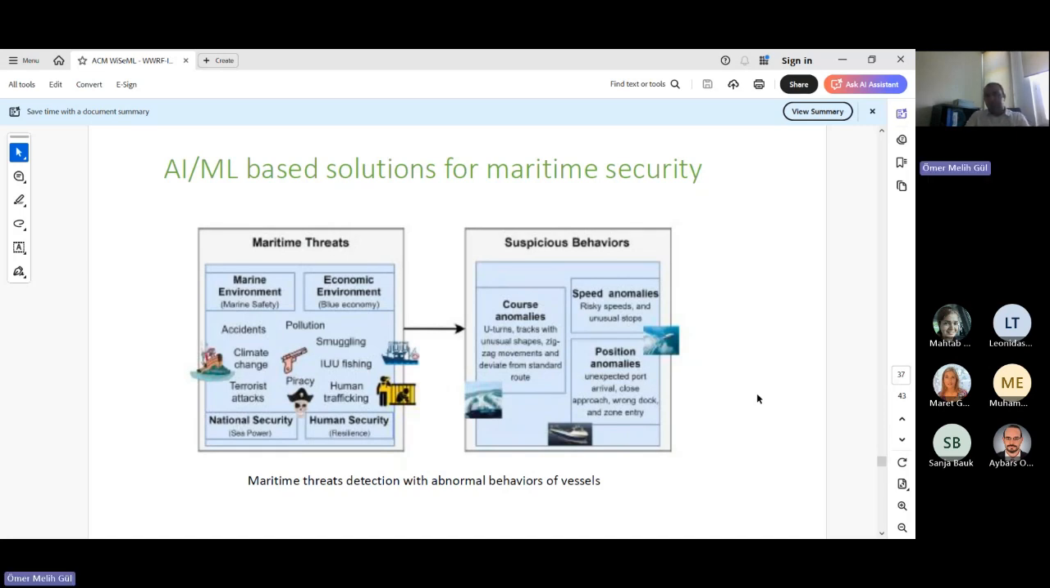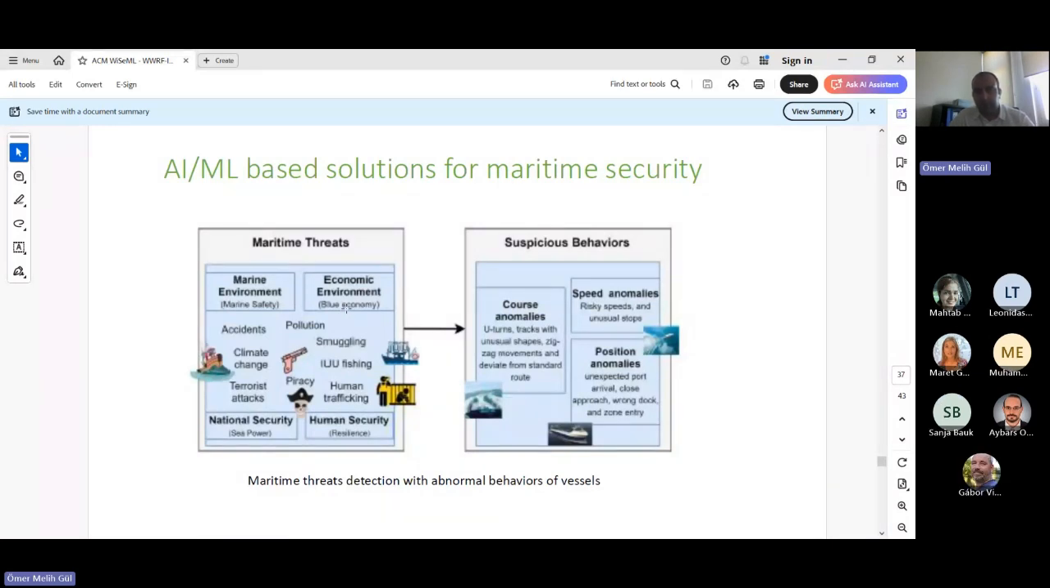I directly put this figure from a survey because I think it is a good figure and gives some insight. So I directly take it from that survey, and that gives some maritime threats, the marine environment. When you consider the marine environment and economic environment, we consider the marine safety, but also the blue economy. In the world they say green economy is something, but we should also consider the blue economy. And for that purpose, what should we do? We should consider pollution. Climate change is maybe the most challenging problem of humanity. And also we need to consider accidents for maritime safety, or smuggling or fishing is also a problem. Terrorist attacks again.